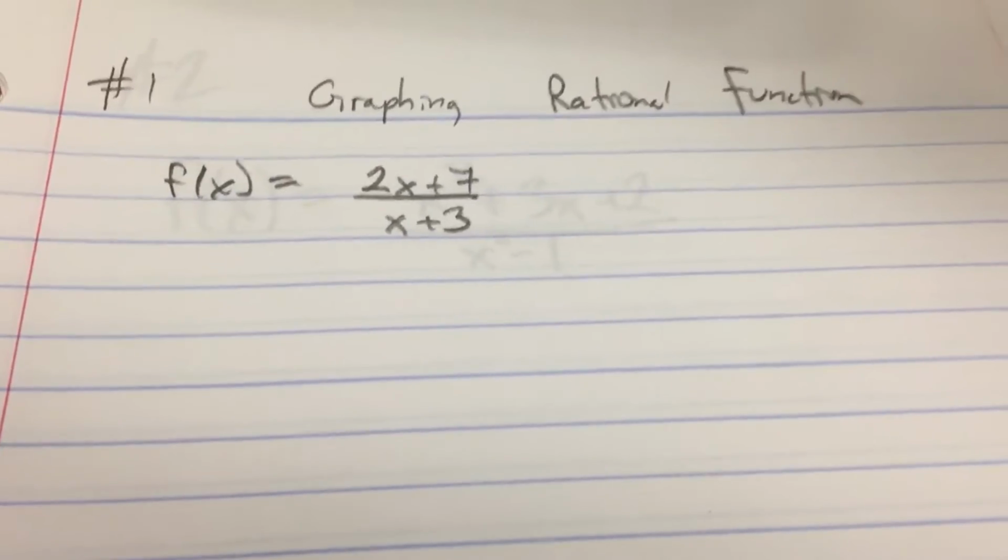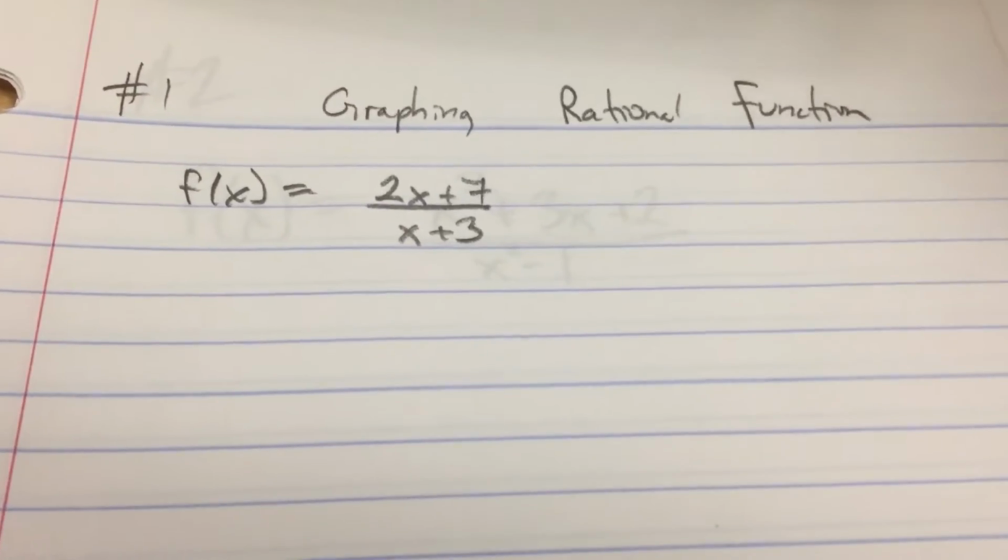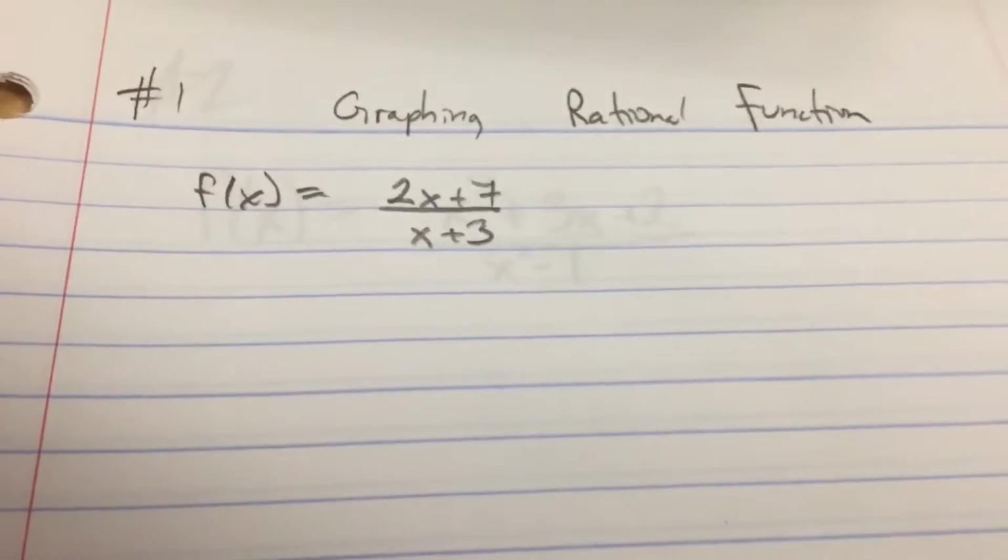So here's our first problem. F of x is equal to 2x plus 7, divided by x plus 3. So take a moment, copy that down, and we're going to go ahead and solve this problem.